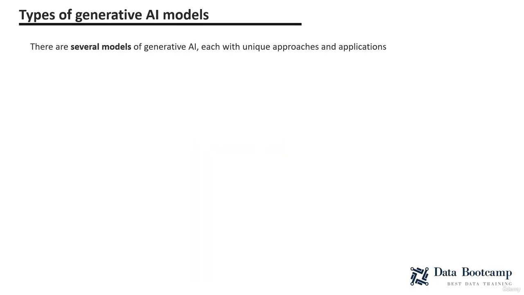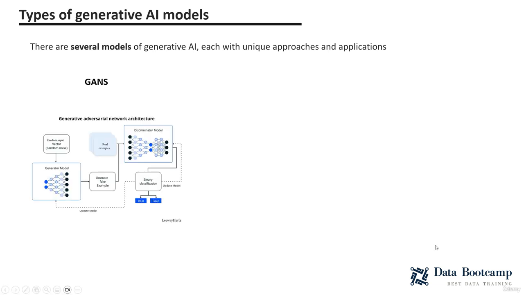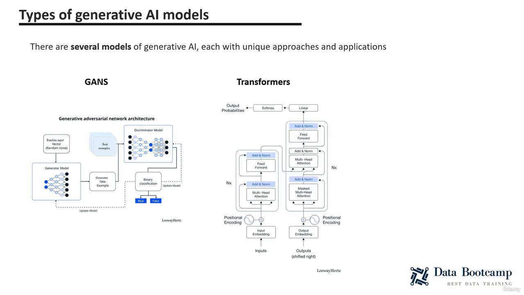In this task, we will learn about the different types of generative artificial intelligence models. There are several types, each with different approaches and applications. We have three main groups. Firstly, the GANs, an acronym for Generative Adversarial Network Architecture. We will detail each of these architectures later.